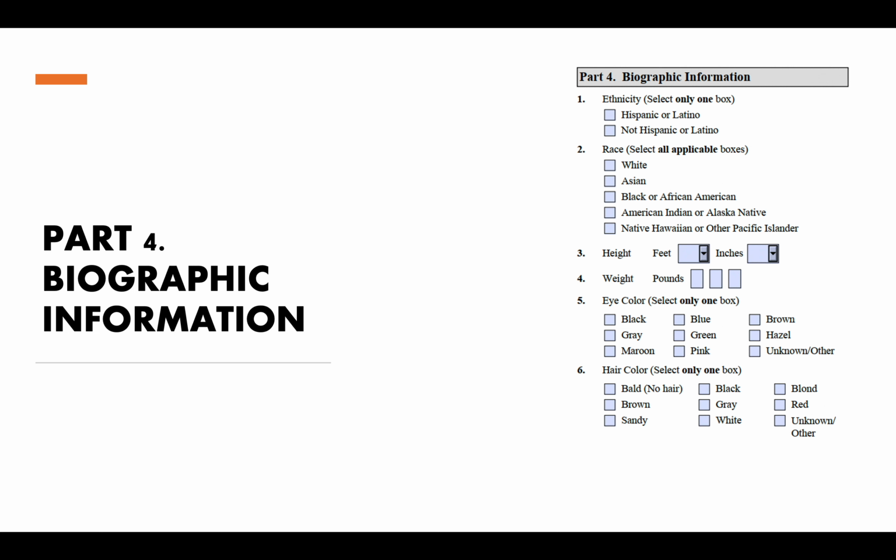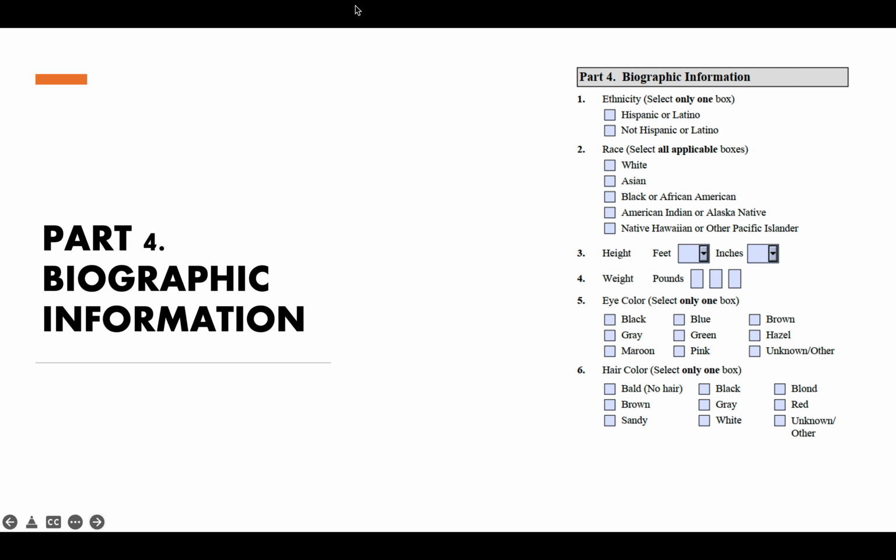So we have the ethnicity or race. Select the box that best describes your ethnicity and your race. So we have here a few categories and definitions for ethnicity and race.